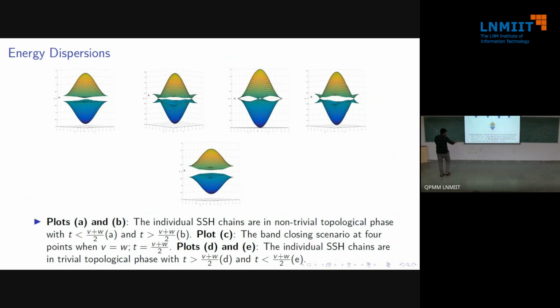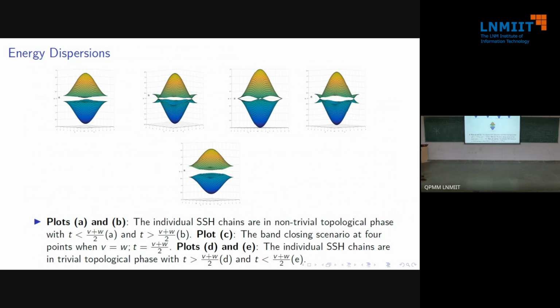Yes, I will give that condition here. When the individual chains are in the non-trivial topological phase, when stacking, the individual chains are in the non-trivial topological phase. That is where V is equal to W and T is equal to (V plus W) by 2. Yes, that is where the topological phase transition happens. And yes, sir, diagonal chains. Yeah, stacking in the diagonal direction.